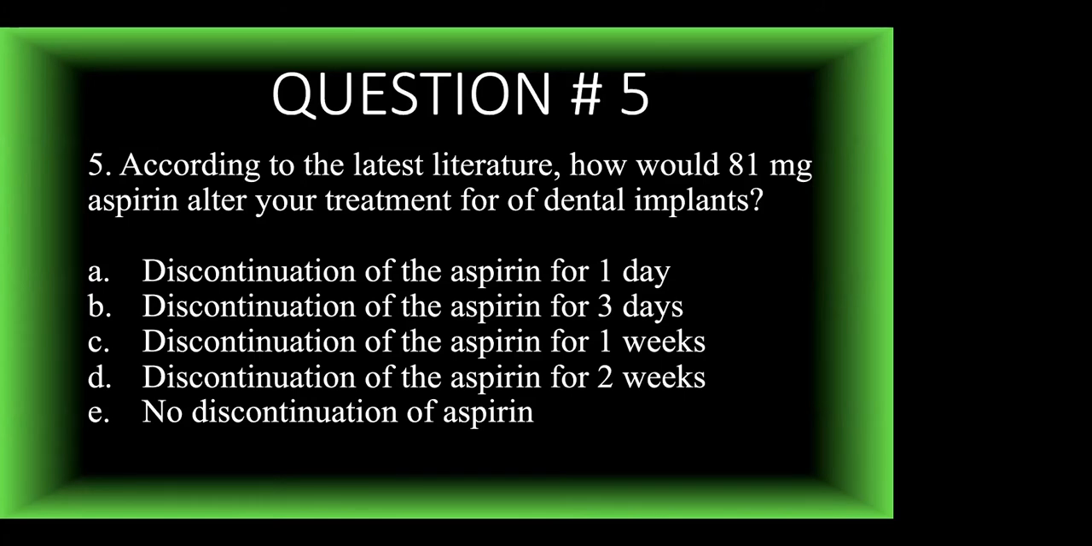So question number 5, according to the latest literature, this patient's on an 81 milligram aspirin. How would you alter your treatment because the patient is on an 81 milligram aspirin? You would discontinue the aspirin for 1 day, 3 days, 1 week, 2 weeks, or no discontinuation of the aspirin. Now, this is according to the latest literature, and I define the latest literature as the literature in the last 10 to 15 years. So what should you do if the patient is on 81 milligram of aspirin, which a lot of patients are?